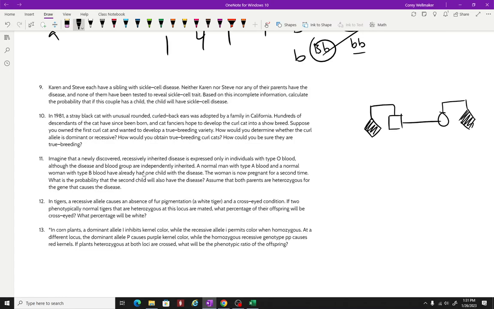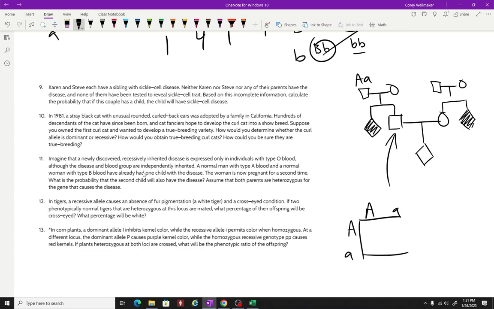And basically, their parents didn't have it. So we know that their parents are carriers, right, because these people are affected. And they want to know the probability that they'll have a child with sickle cell disease, right? So for Steve, think back to his parents, right? His parents are big A, little a. So if I do big A, little a, I'm trying to figure out the genotype of Steve, right?